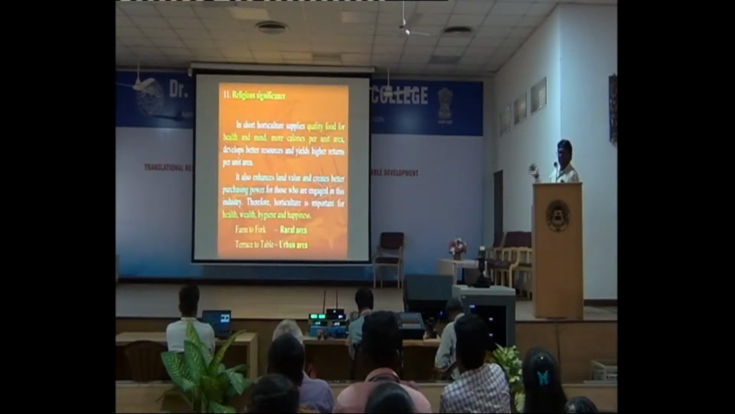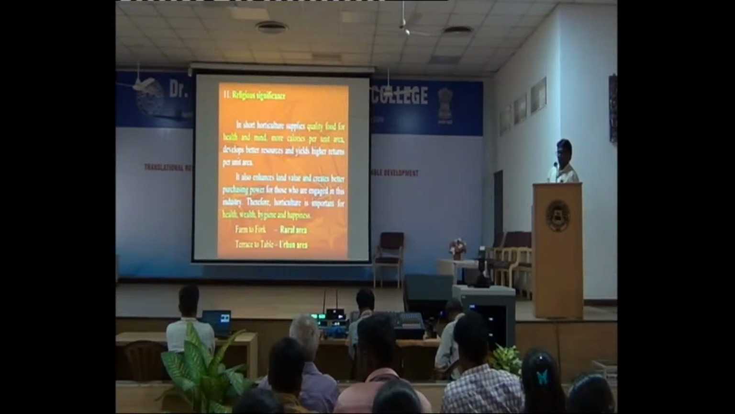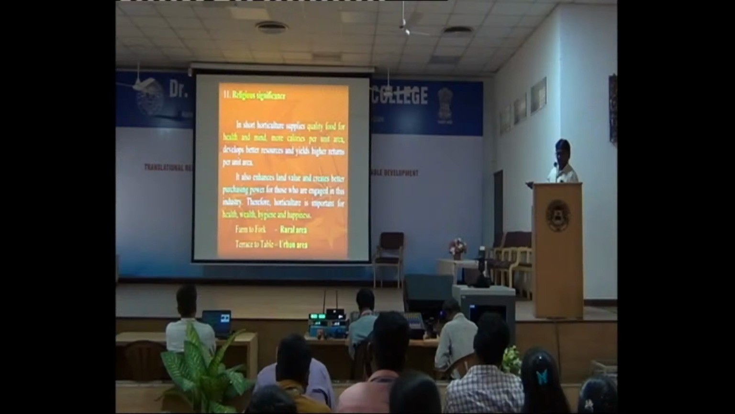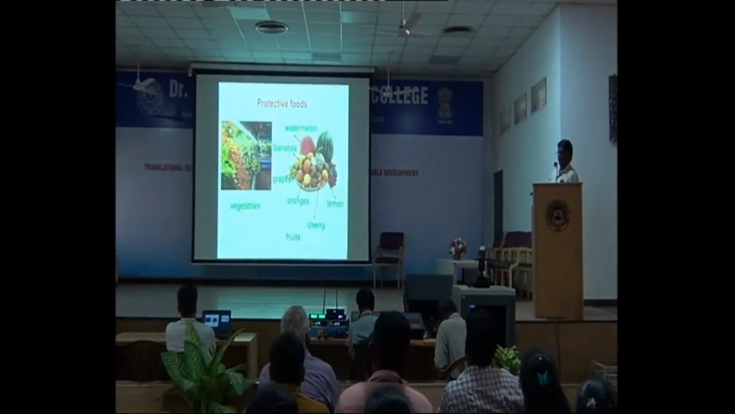Farm to fork is the concept of rural areas, whereas terrace to table is nowadays the urban concept. Nowadays, many terraces and multi-story buildings are growing vegetables, fruits and all. It is very common. Vegetables are grown in hydroponic systems, soilless culture also. This all promotes the health and wealth of our community. So, I told you, protective foods: fruits and vegetables.